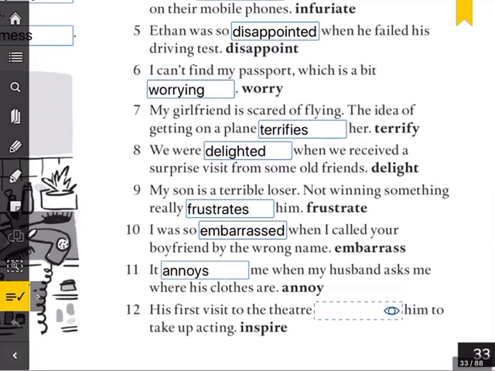And number 12, his first visit to the theatre blank him to take up acting. Now you need to use inspire. What do you think? Verb, ed adjective, ing adjective? Let's see. Inspired, I need the verb here, no? His first visit to the theatre inspired him to take up acting.